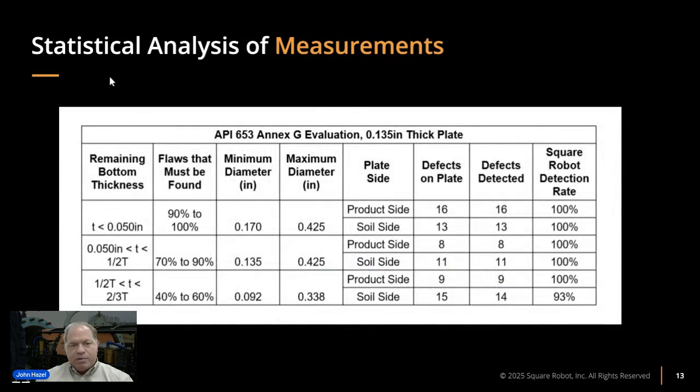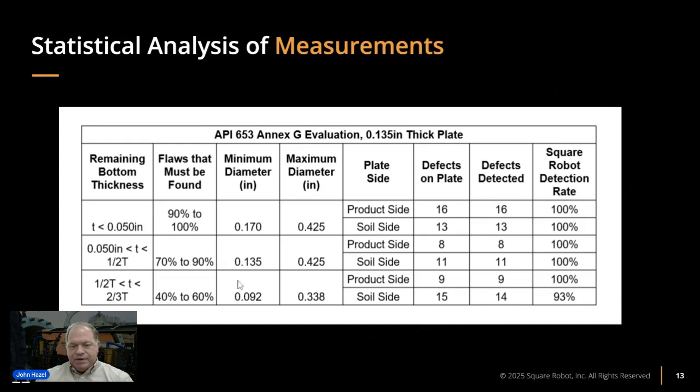So this is the part of the Annex G. This is the indications that must be found less than 0.050, which we were able to find everything. We had to do 70 to 90% in a half to a 0.050, and we were able to find 100%. And 2/3 to a half, and we had to find 40 to 60% of those, and we found 93%.